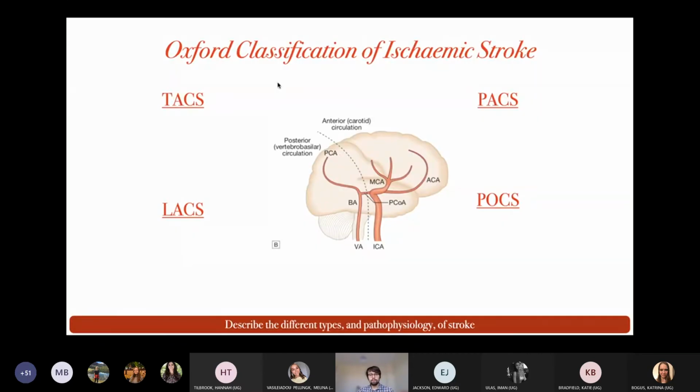So there's this thing you have to know called the Oxford classification of ischemic stroke, okay? And it's divided into 4 different types of stroke: a TACS, a PACS, a LACS, or a POCS. And what that stands for is a total anterior circulation syndrome or stroke, a partial anterior circulation syndrome or stroke, a lacunar circulation syndrome or stroke, and a posterior circulation syndrome or stroke. TACS, PACS, LACS, or POCS. Now, how do you remember these things?